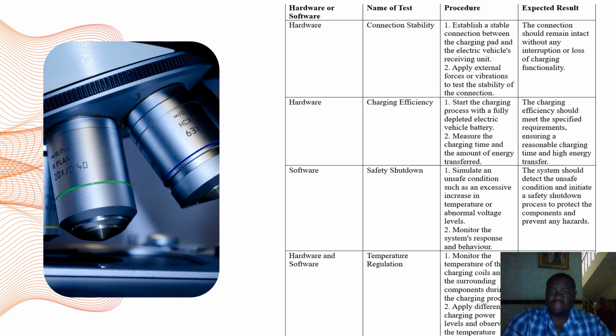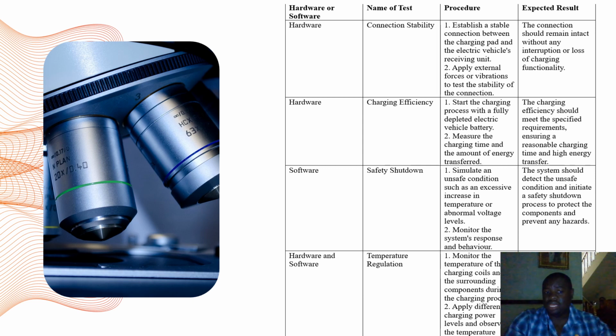So hardware charging efficiency: the charging process with a fully electric vehicle battery. But as I've said, I just put vehicle there. I'm just trying to show you that you can make a wireless charging device for vehicles and also for mobile devices or any other kind of device in industries. So the expected result for the charging efficiency is that it should meet the specific requirement, ensuring a reasonable charging time and high energy transfer.